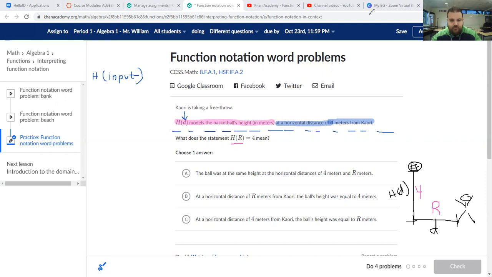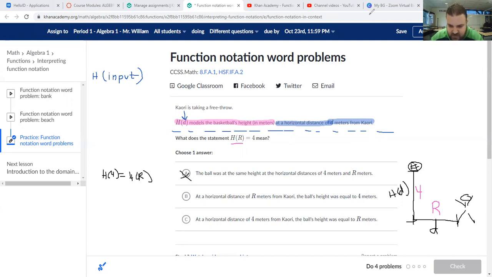That's not true. What that would look like is H of 4 equals H of R. That's what A is talking about, so that's not right. At a horizontal distance of R meters from Corey, the ball's height was equal to 4 meters. I believe that's our right answer.